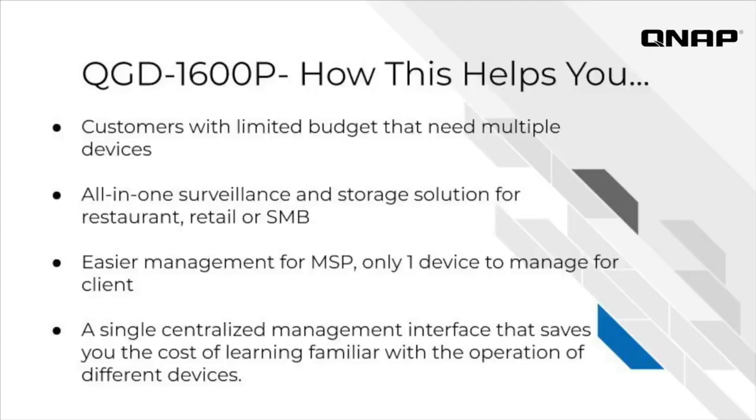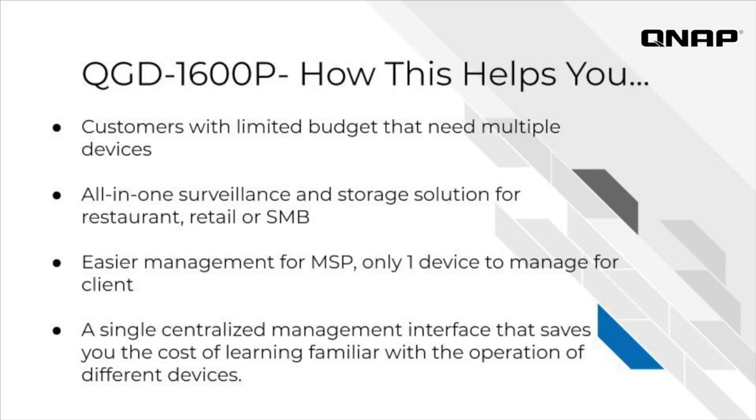All right, back to you, Eric. Awesome. Thank you, Deval. So yeah, that's QGD 1600. As you can see, it does a whole lot of great things. How this helps you specifically, for example, the example that Deval gave you in regards to the restaurant and retail scenario, I mean, you got one device that does that. It can do PoE surveillance, an electronic menu, point of sales, wireless access, and digital signage as well.